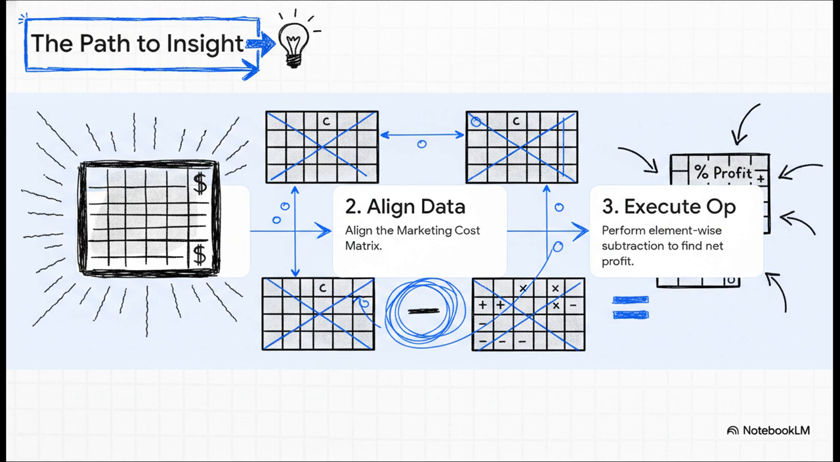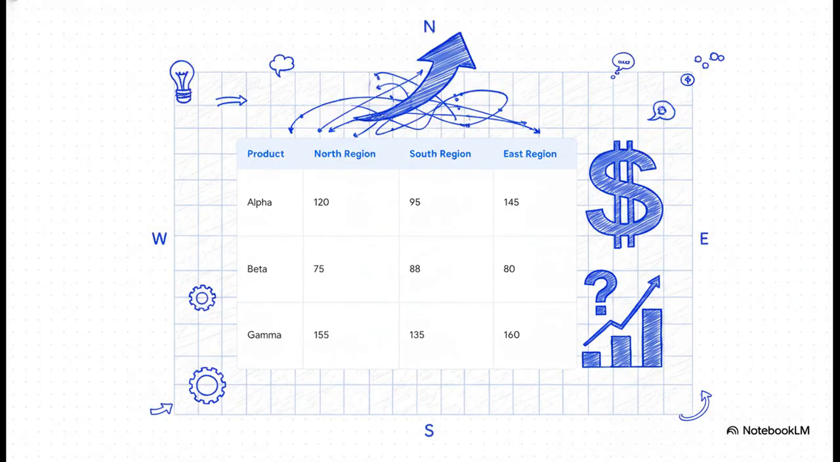We will take the revenue from alpha in the north and subtract the cost for alpha in the north. Then we'll do the same for alpha in the south, and so on, for every single corresponding cell until we have a brand new matrix that represents net profit. And voila! Here is the result. This is no longer just two tables of data. This is a strategic profit map. This is the insight we've been working to uncover.